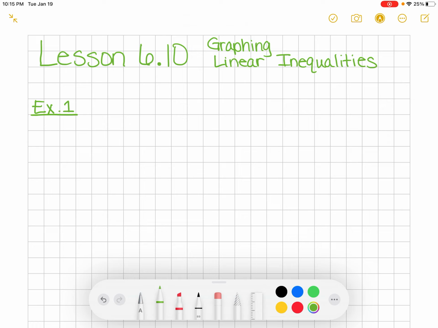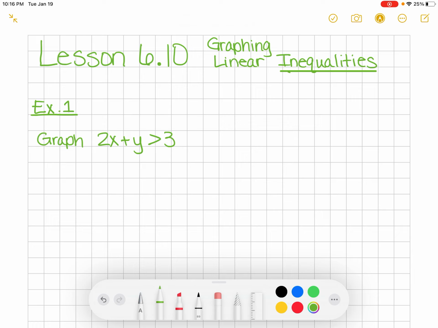Okay, so the first example says graph 2x plus y is greater than 3. So remember up here it says inequalities. So we are doing greater than, less than, stuff like that.